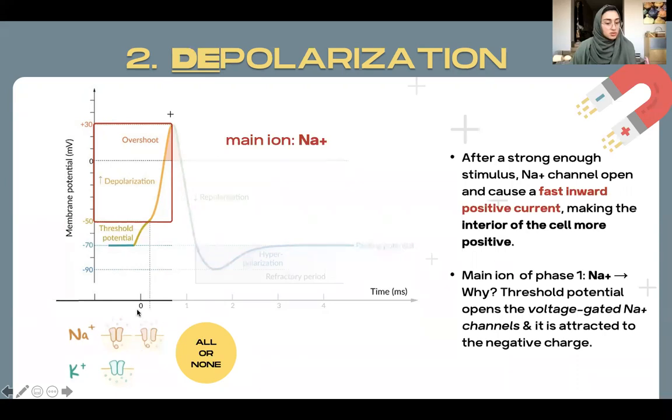Is sodium more concentrated inside the cell or outside the cell? Can you guys tell me? Outside the cell. So is it going to go in or is it going to go out? In. It's going to go into the cell, exactly, for two reasons. One, concentration gradient. Second, electric gradient. It's negative inside the cell, so the positive charge is going to really rush into the cell. That's what we call a fast inward positive current, making the cell interior more positive. So why is it sodium? Because the threshold potential is where you have the opening of the voltage gated sodium channels. Easy enough.